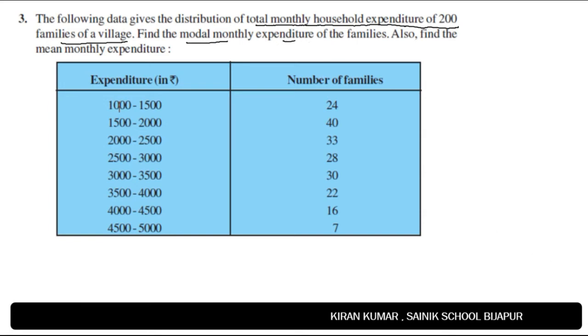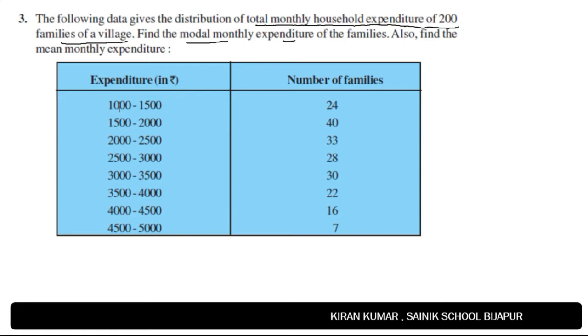We need to find the mean monthly expenditure and the modal monthly expenditure. First, let us find the modal monthly expenditure. Let's identify the modal class. Here the maximum frequency is 40, so the modal class is 1500 to 2000. Let me mention the modal class here first. Modal class is 1500 to 2000. The frequency of the modal class is 40.